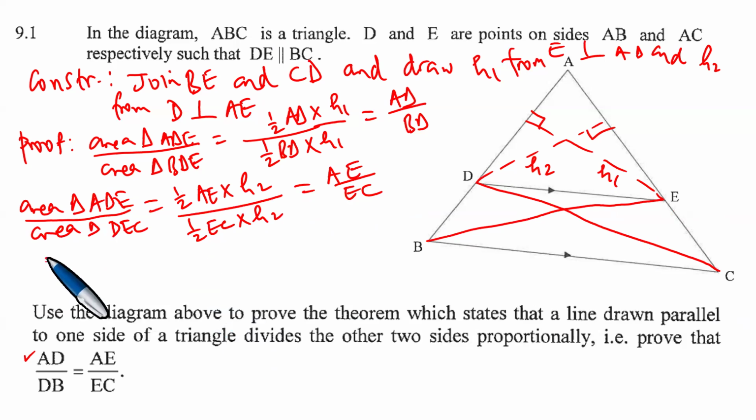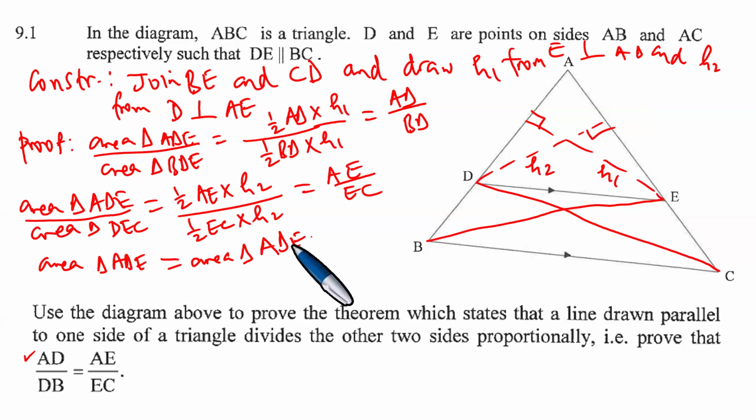Write the area of triangle ADE is equal to the area of triangle ADE. At the top we have ADE, and the area of triangle ADE at the top is equal to ADE at the bottom. And this is just a common triangle.